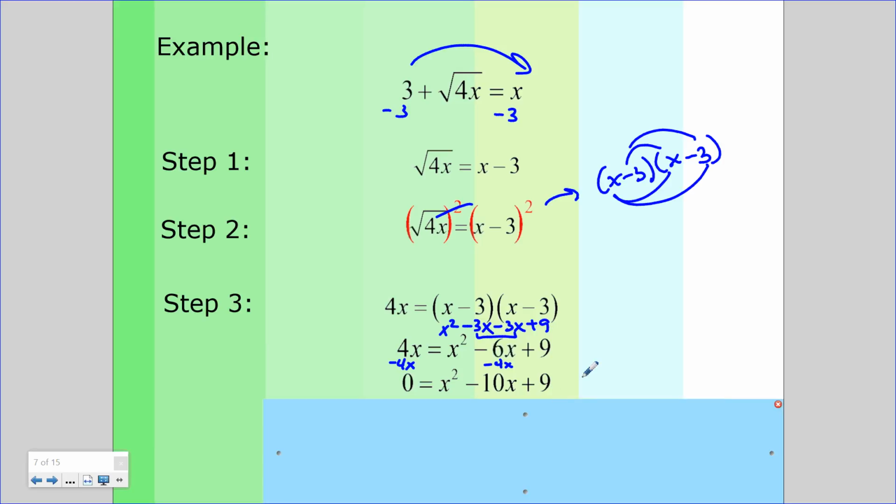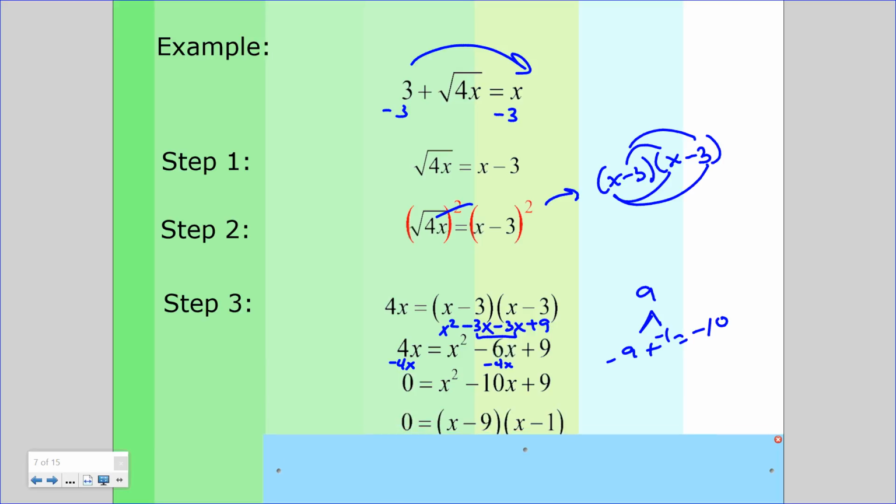This is a trinomial without a coefficient. We need factors of 9 that add up to be negative 10. So factors that multiply to 9 that add to a negative would both need to be negative. So -9 and -1 multiply to be +9 and add to be -10. So your binomials that this factors to are x minus 9 times x minus 1. From here you take each binomial separately and set each one equal to 0.